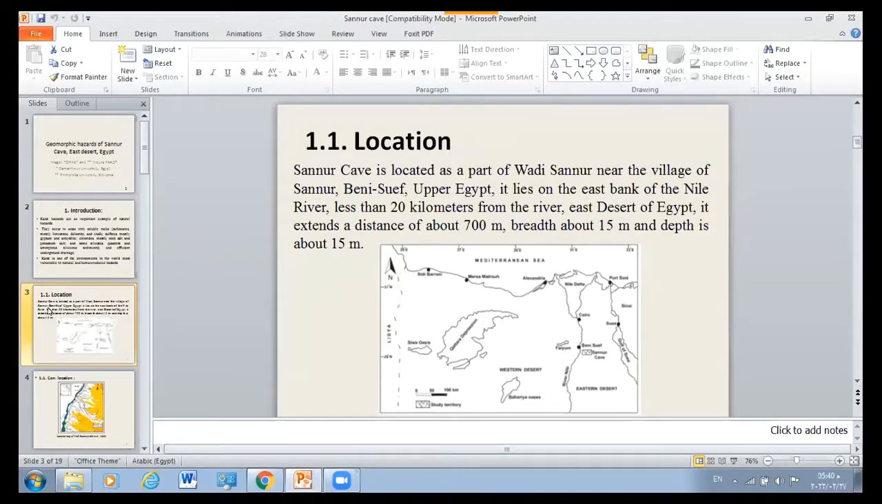Location. Sannur Cave is located as a part of Wadi Sannur near the village of Sannur, Bani Suif, Upper Egypt. It lies on the east bank of the Nile River, less than 20 kilometers from the river, in the eastern desert of Egypt. It extends a distance of about 700 meters, with a width of about 15 meters and a depth of about 15 meters. This is a map of Egypt, and this is the city of Bani Suif, and we can see the Sannur Cave near the city here.